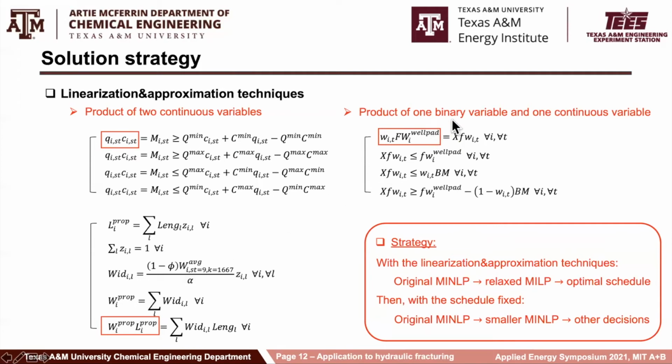Another type is the product of one binary variable and one continuous variable. Here, the big M reformulation is mainly used. With the three techniques, the original MINLP problem can be relaxed to an MILP problem. By solving it, we can obtain the optimal fracturing schedule. Then we fix the schedule in the original MINLP problem to get a smaller one, with which we are able to get the other decisions, including the pumping profiles, within a relatively short time.